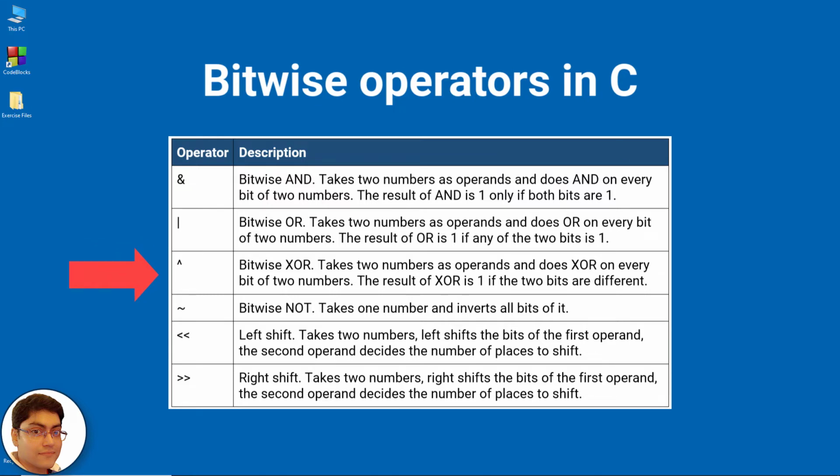Bitwise XOR, or XOR, takes two numbers as operands and does XOR on every bit of the two numbers. The result of XOR is 1 if the two bits are different.